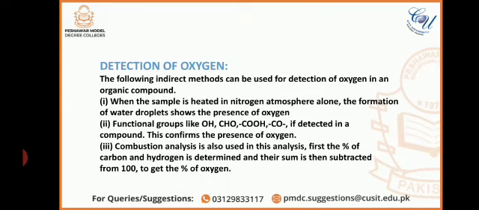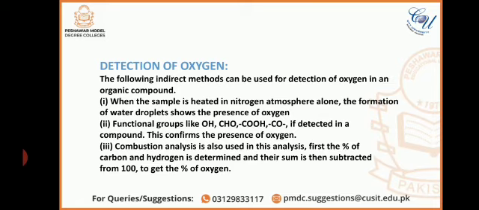Detection of oxygen. The following indirect methods can be used for detection of oxygen in organic compounds. First, when the sample is heated alone in a nitrogen atmosphere, the formation of water droplets shows the presence of oxygen.